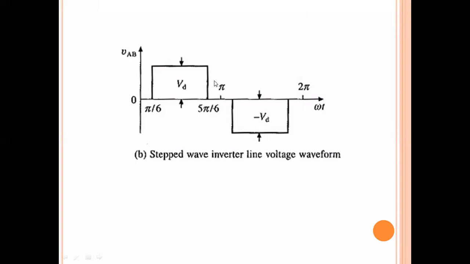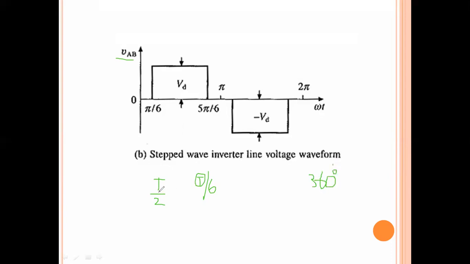That means if our time period is 0 to 360 degrees, that is 0 to 2 pi, for VAB, this is a line to line stepped wave inverter voltage. The stepped wave inverter voltage waveform can be obtained by operating each thyristor for a time period of T by 2 and with a time gap of T by 6, where T is the time period. Suppose our time period is 2 pi, which means 360 degrees.